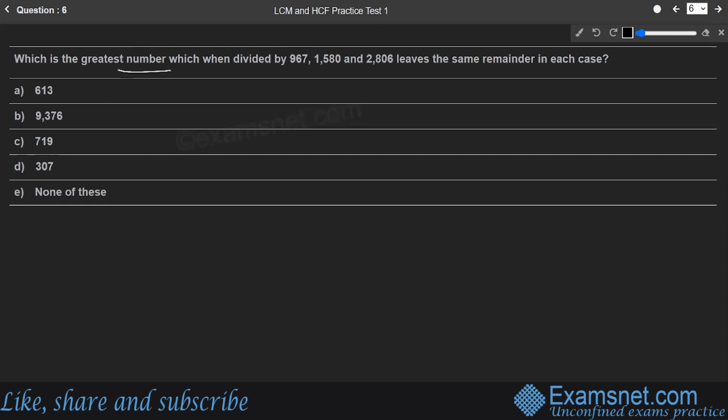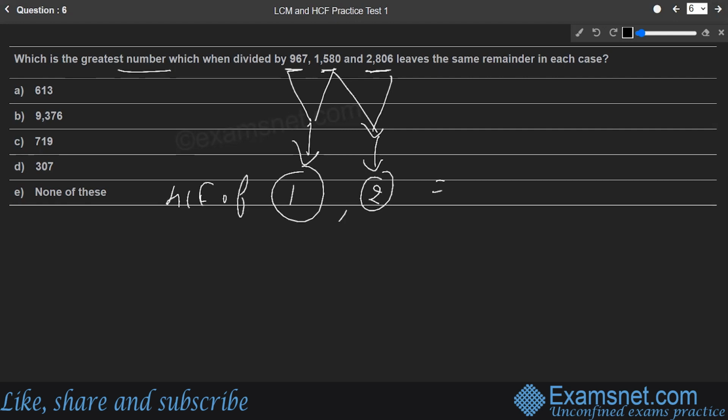Now, which is the greatest number which when divided by 967, 1580 and 2806 leaves the same remainder in each case? We have done this type of question earlier also. When three numbers are given, we are just supposed to find any two differences. So we'll subtract 1580 minus 967 to make one number, and then we can subtract 2806 minus 1580 to get the second number. The HCF of these two will be our answer.